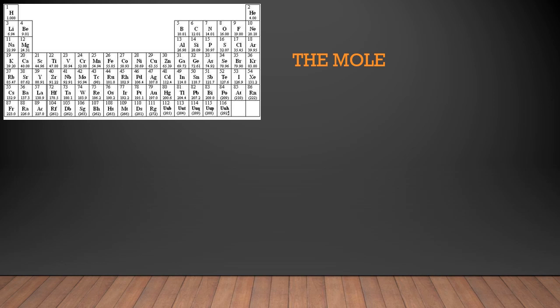Okay, the mole. We're going to need the periodic table again to answer the questions for this homework. What is Avogadro's number? Avogadro's number is a constant defined as 6.02 times 10 to the 23rd, and the definition of that is how many elements, molecules, particles are in 1 mole.